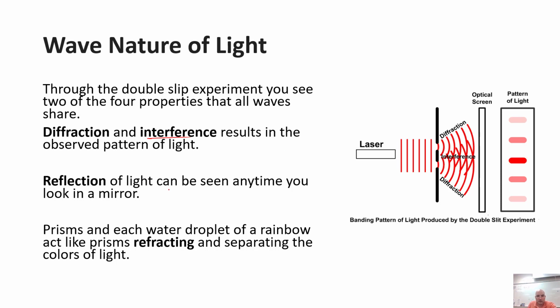Reflection can occur. When you look at yourself in the mirror, you're going to see your reflection. So that's an example of reflection occurring when you're using light. And then lastly, if you use a prism, you're going to have refraction going on, a bending that will occur. We talked about prisms in another lesson, but prisms will separate the light. So light has all four of these different properties that all waves have. Therefore, light does act like a wave.